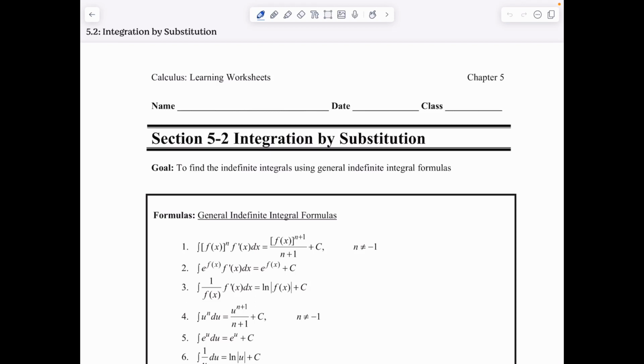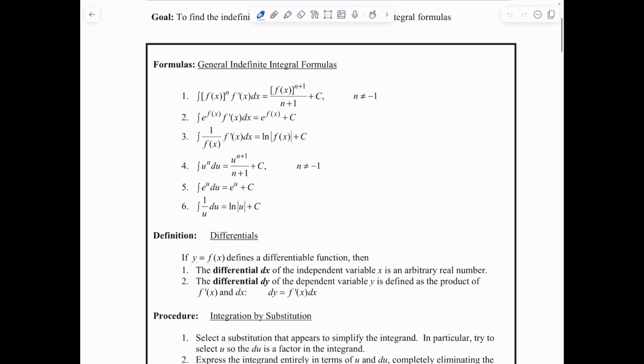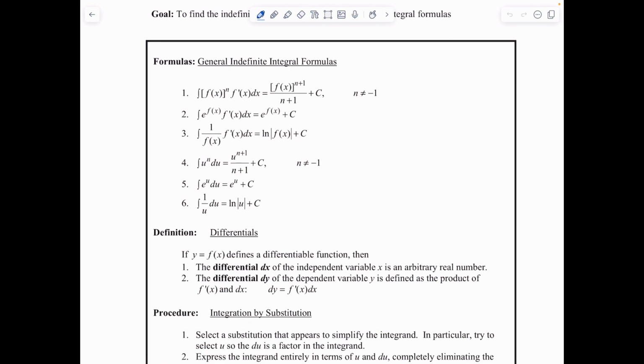Welcome to section 5.2, Integration by Substitution. Our goal today is to find indefinite integrals using general indefinite integral formulas. Some of the formulas we're looking at today are very similar to what we looked at in our last section, but in these cases, now we're dealing with functions instead of expressions.